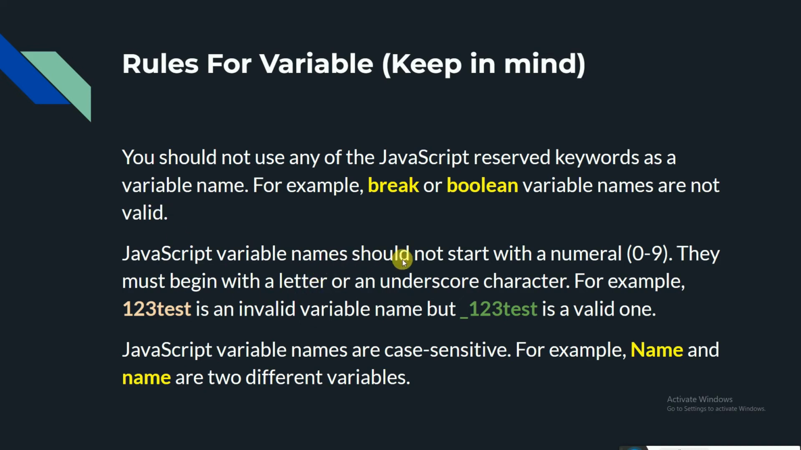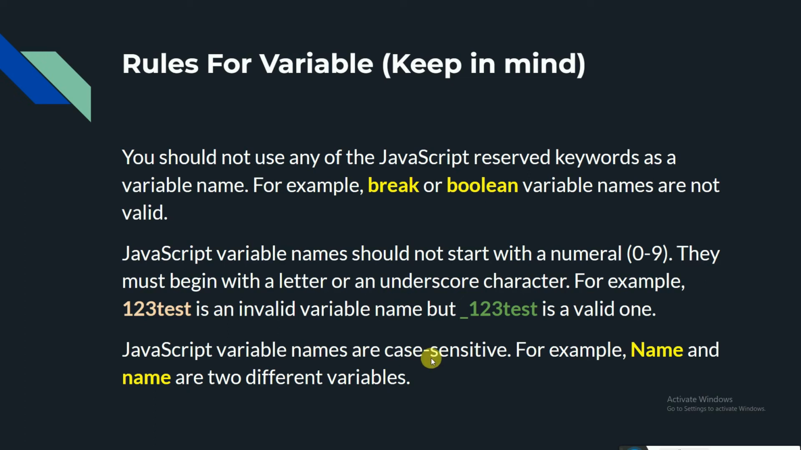A JavaScript variable name should not start with a number. Yes, it's right. If we start a JavaScript variable with a number, it will give an error, okay. They must begin with a letter or underscore character. Understood? For example, 123test is invalid because it is starting with numbers, okay, and _123test is starting with underscore. So that's why it is a valid variable, and the other is invalid because JavaScript already told you that a JavaScript variable name should not start with a numeral, right? Okay.